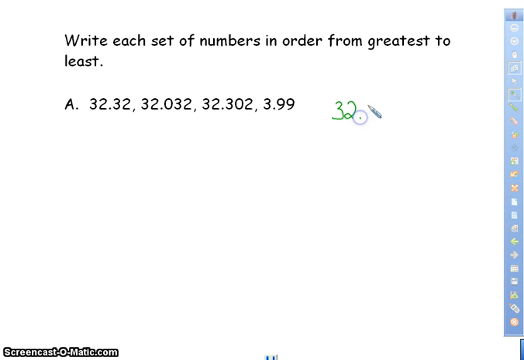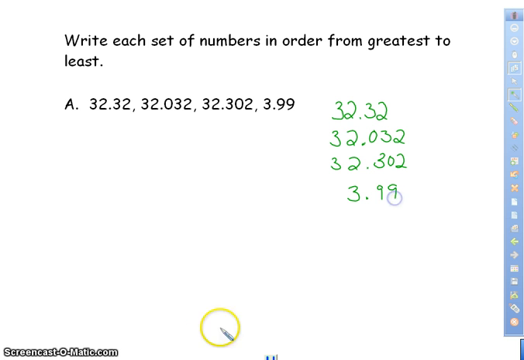So 32 and 32 hundredths, 32 and 32 thousandths, 32 and 302 thousandths, and 3 and 99 hundredths. Now, for me personally, even though it's from greatest to least, it's easier for me to start with the smallest number and then work backwards. Okay, so I'm going to fill in my zeros in any of the blank spots.